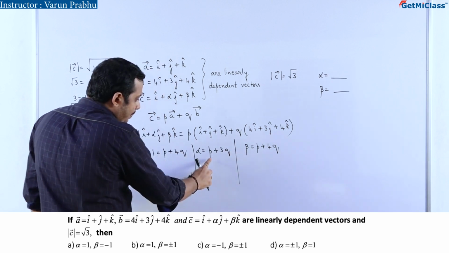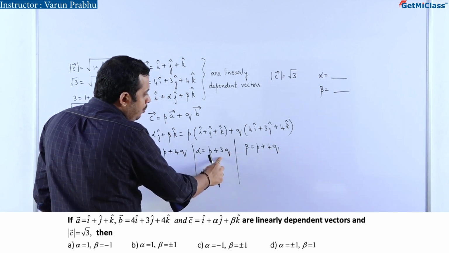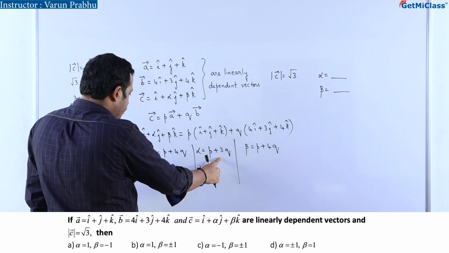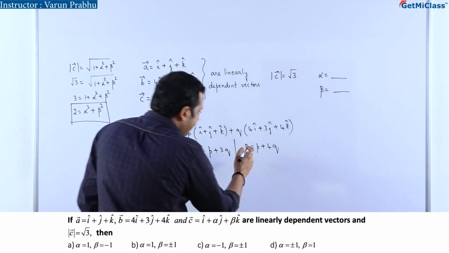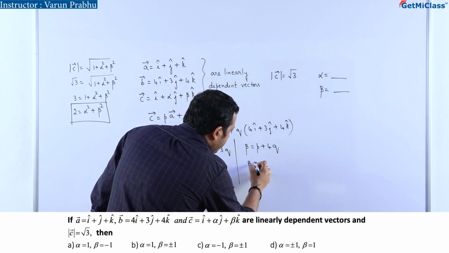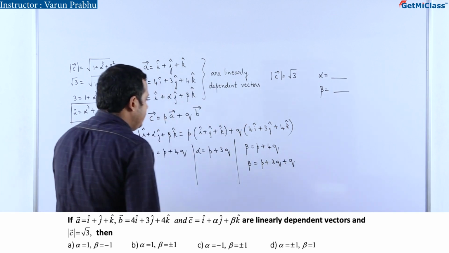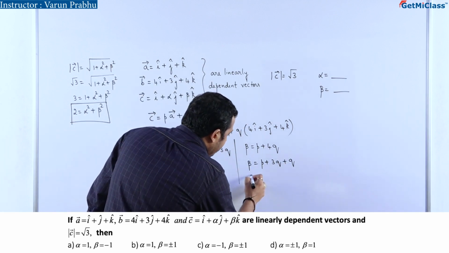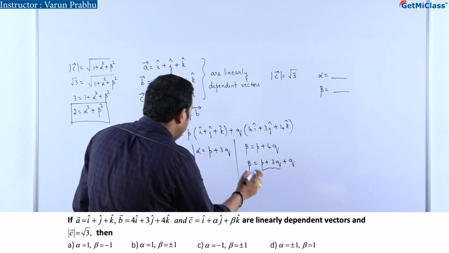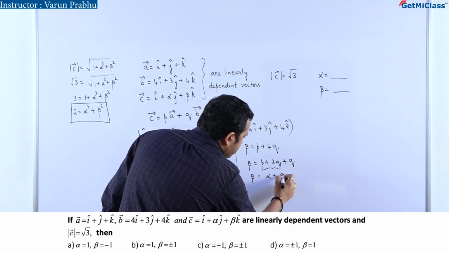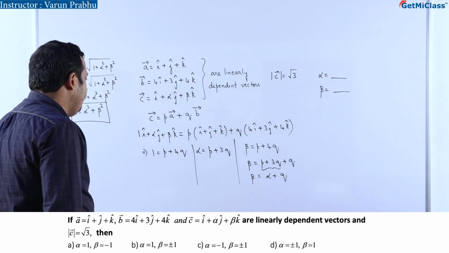beta is equal to P plus 4Q, alpha is equal to P plus 3Q. So I can say beta is equal to P plus 3Q plus Q, right? So beta, that is equal to P plus 3Q, is nothing but alpha plus Q, correct? Beta is equal to alpha plus Q.